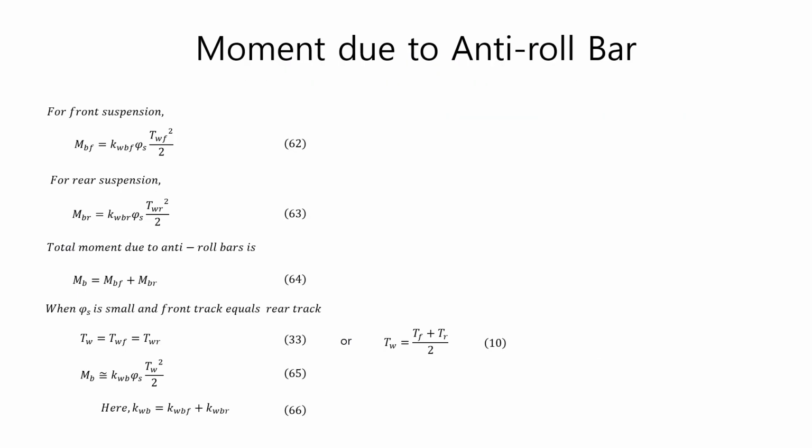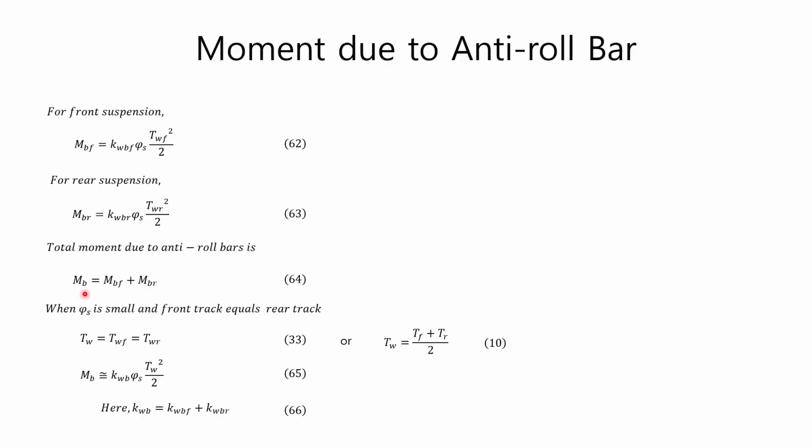Since the wheel rate and moment due to the anti-roll bar have been obtained for the front and rear wheels respectively, let's obtain the moment generated by the entire front and rear anti-roll bars. The moment generated by the front anti-roll bar, Mbf, can be expressed by equation 62, and the moment generated by the rear anti-roll bar, MBR, can be expressed by equation 63. If the sum of the moments generated by the front and rear anti-roll bars is added together, the moment generated by the entire anti-roll bar for the entire vehicle can be expressed by equation 64.